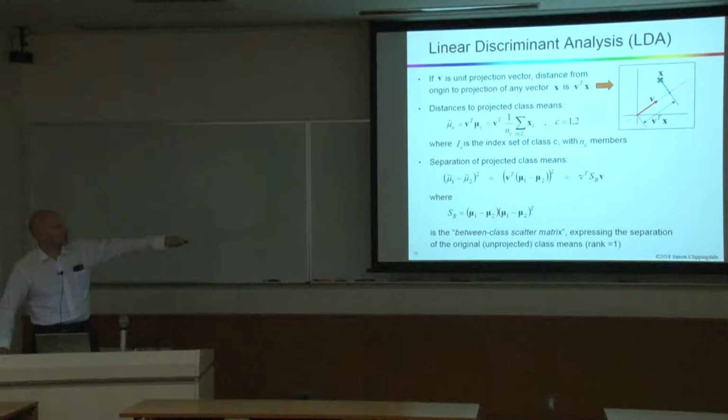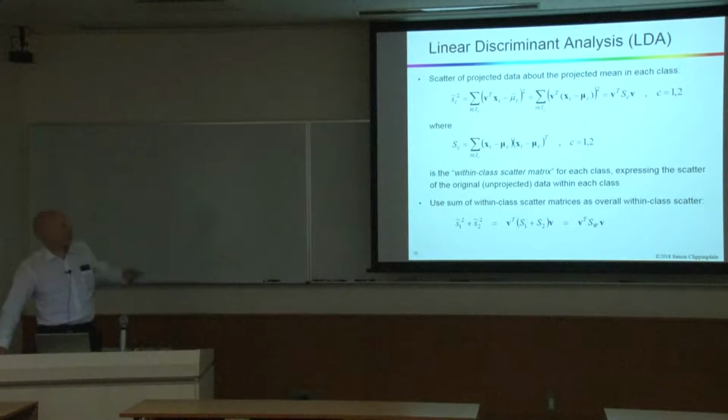V here is your unit vector that indicates where the line is that you're going to project onto. And this SB thing here is a scatter matrix, which is the outer product of the difference between the means, which is known as the between class scatter matrix. So that expresses how far apart the means of the classes are.